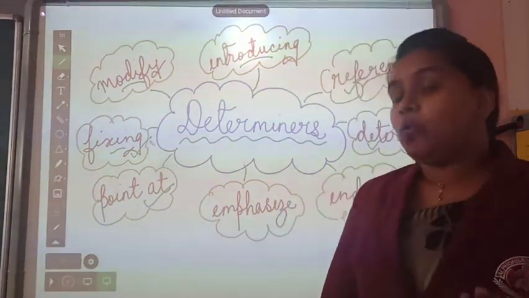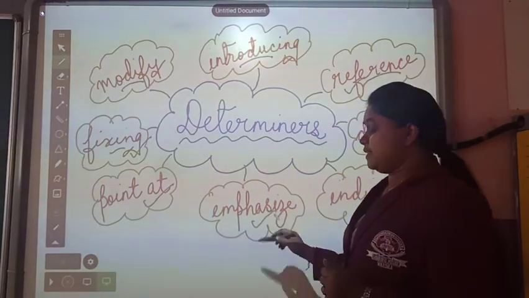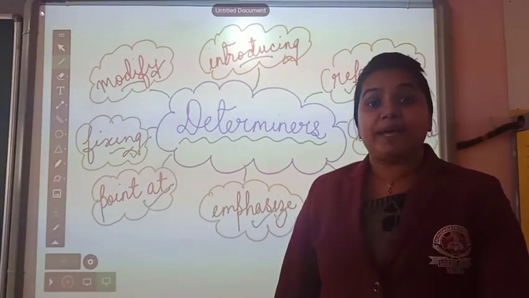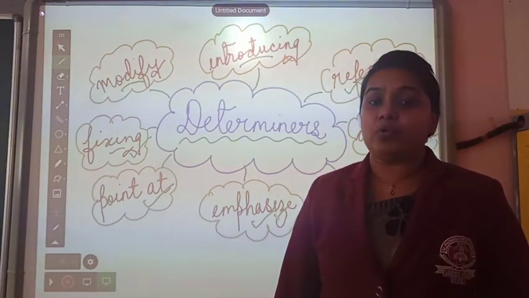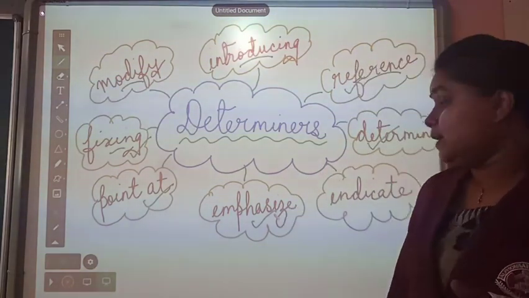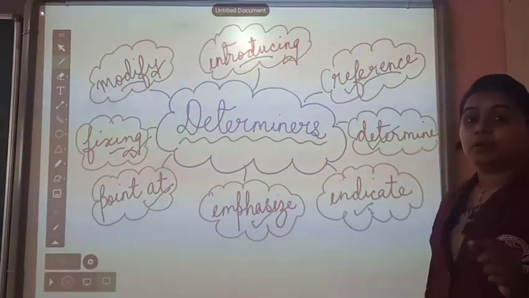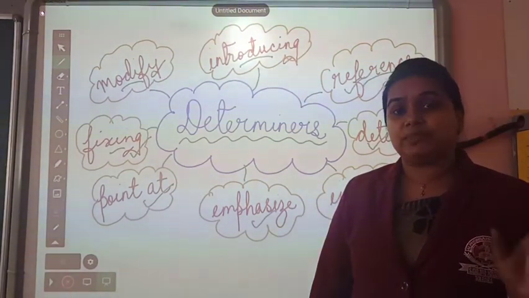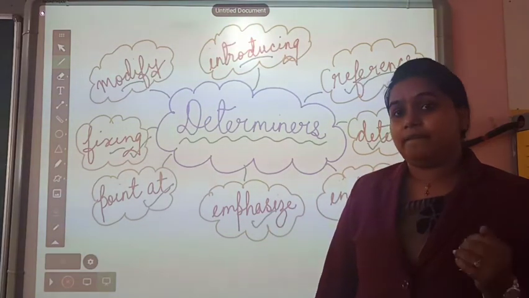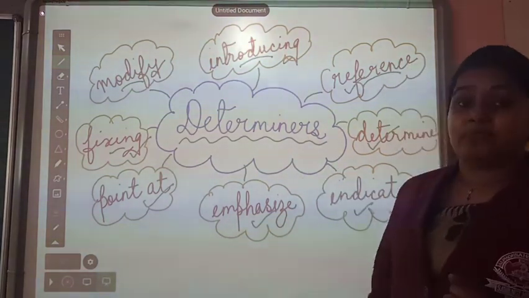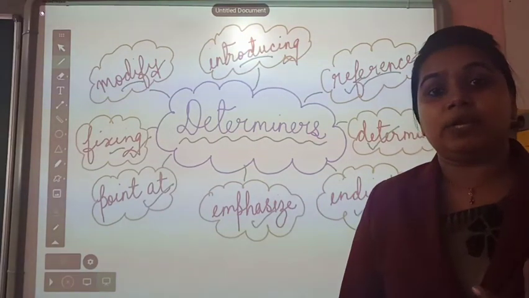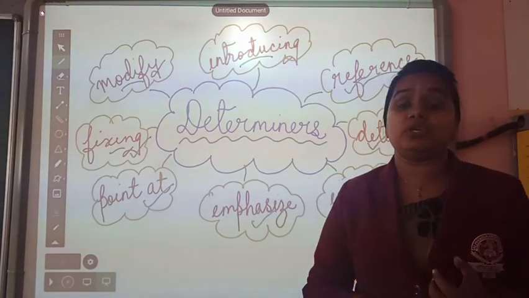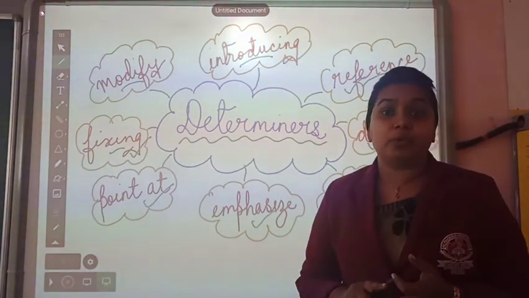Now, what is the next one? They emphasize. They emphasize what? They emphasize the nouns, specifically or in common, about which we are talking or saying something. They indicate, point out, that is the word. They are indicating the nouns which are being referred to. So all these words are giving us one idea only: the determiners are helping us to point out, indicate, and refer to the nouns.